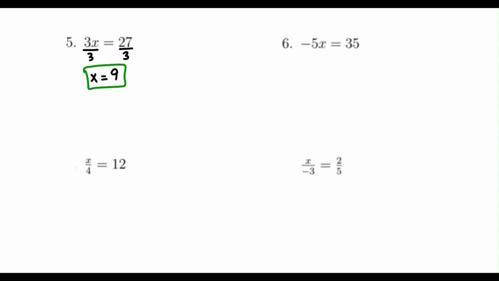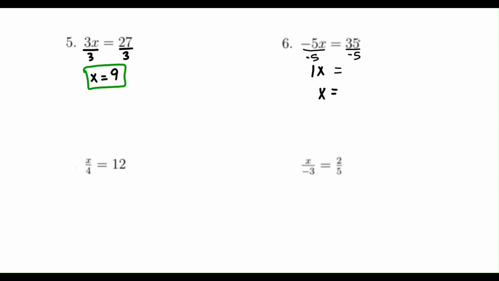Over here on the next one, I have -5 times x. So to undo that -5 times x, I'll divide the left side by -5 and divide the right side by -5. Now, there's a lot of people who will say, oh, these -5s cancel, right? Well, that's sort of true, but really what's happening here is -5 divided by -5 gets me +1, and then I have 1x. But if I have 1x, usually we'll just call that x.